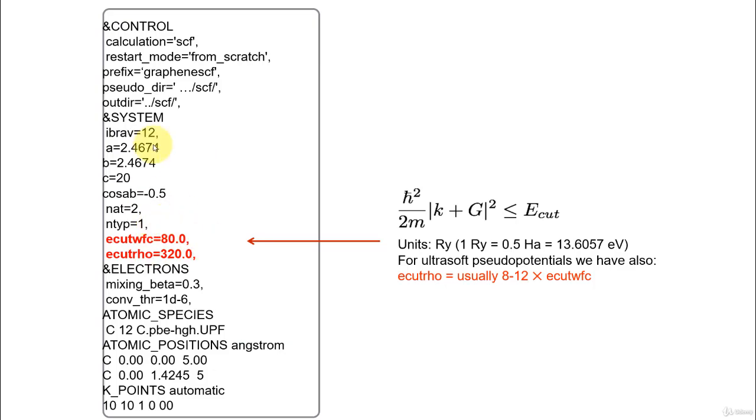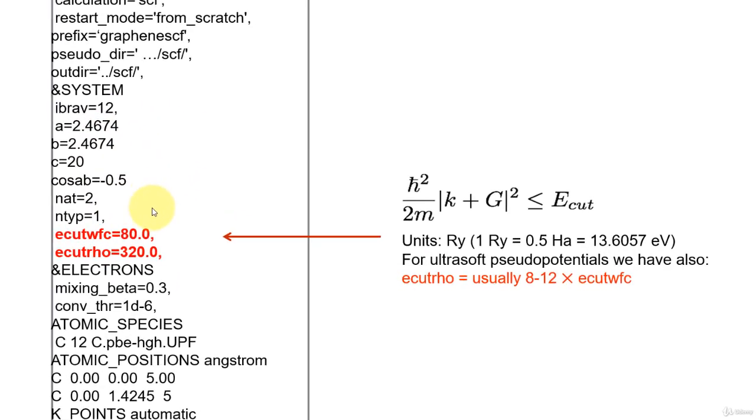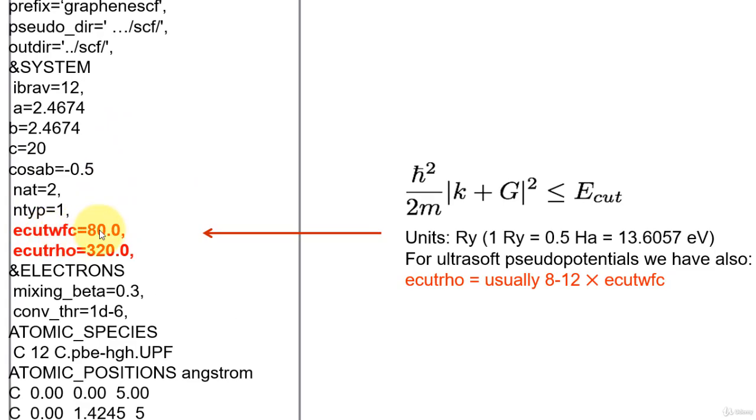In the Quantum ESPRESSO input file, we define the cutoff energy for the wave function in this part with the unit of Rydberg. 1 Rydberg equals 13.6 electron volts. We have two types of energy cutoff, one for the wave function, ecutwfc, and another for the density, ecutrho. By multiplying the wave function cutoff energy by a certain coefficient, the cutoff energy of the density will be obtained.